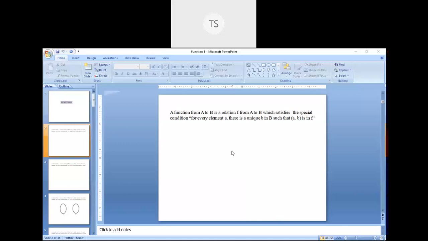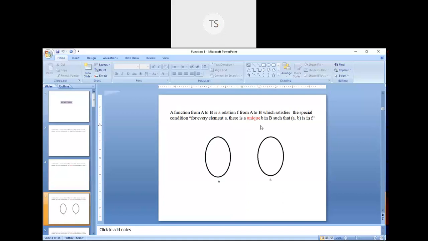For that special condition there are some important words. The first is unique. What do you mean by unique? Anyone can tell me? Single. Single. So single means, in mathematics, what is the actual meaning of unique?